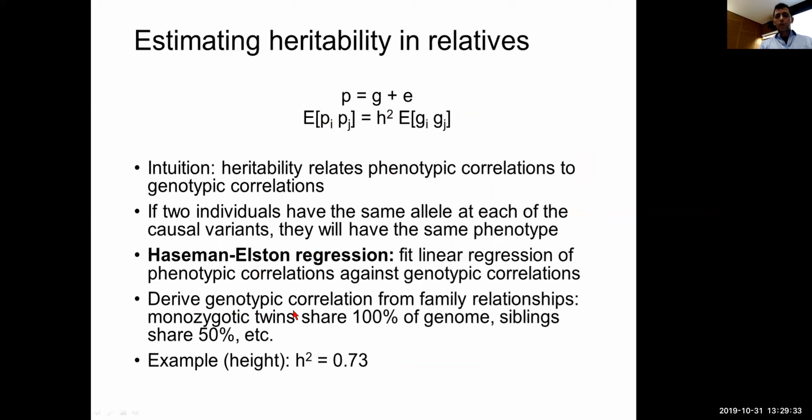So we can derive genotypic correlations from a family. For example, monozygotic twins are 100%, siblings share 50%. And when you use that approach, you basically find that height has a heritability of 73%. That basically means that 73% of the phenotypic variation in height can be explained by genetics. Everybody with me? Who's super comfortable so far?